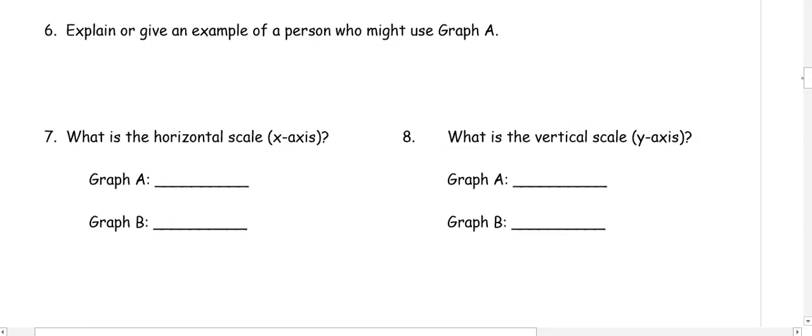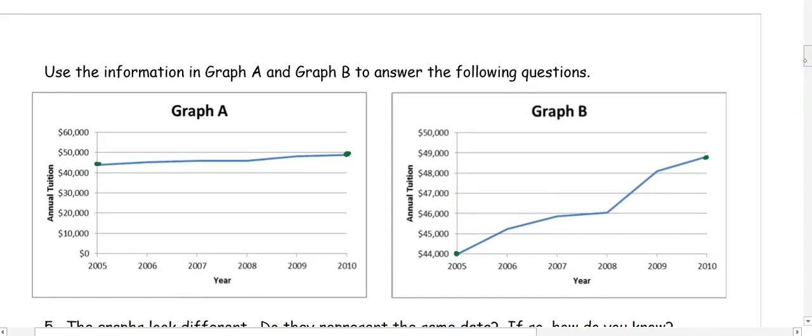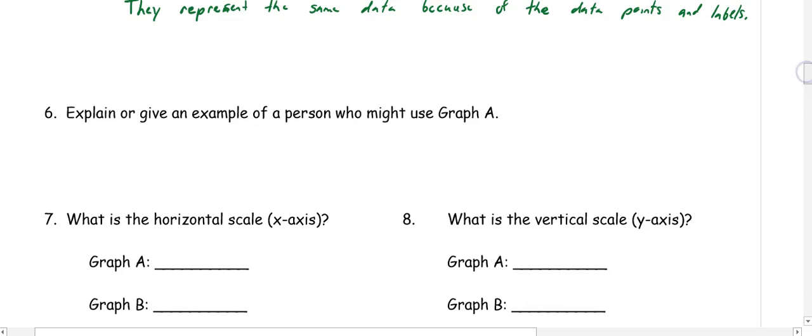So give an example or explain a person who might use graph A. If we look at graph A, we see that it's kind of flat and there's a little rise in it, but not much. So somebody that might use this to show that the tuition isn't increasing by much would be a college, because they want to show that, look, our cost is staying the same from year to year. So graph A might be used by somebody from a college or university.